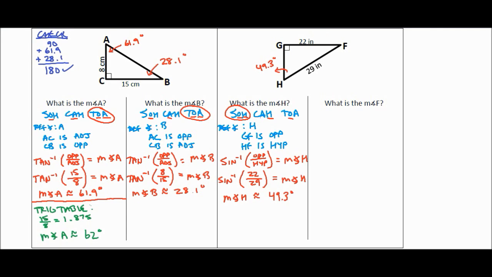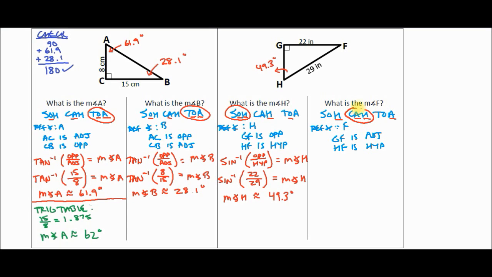49.3 degrees. Let's find the measure of angle F. SOHCAHTOA. Our reference angle is of course going to be F now because that's the one we're looking to solve. We know that GF, compared to angle F, is now adjacent to our reference angle. HF is still our hypotenuse. Our equation is going to look like this. Let's find out what we need to know. We've got adjacent known and hypotenuse known.